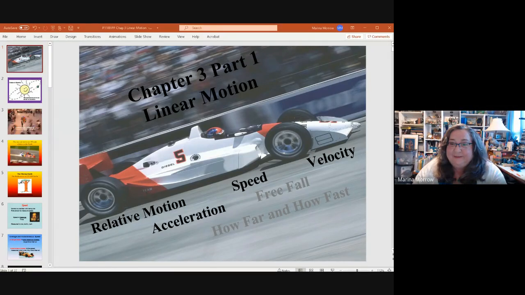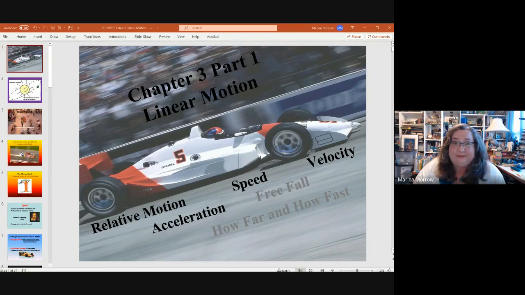So, Chapter 3 is about linear motion. And so, we're going to be looking at relative motion, speed, velocity, and acceleration. And then the second part of the chapter, we'll look at free fall and how far and how fast things fall.